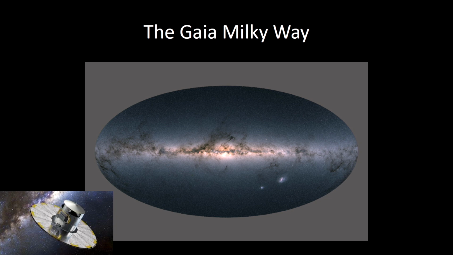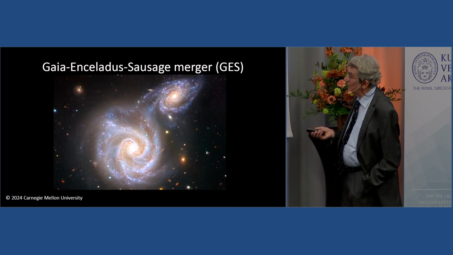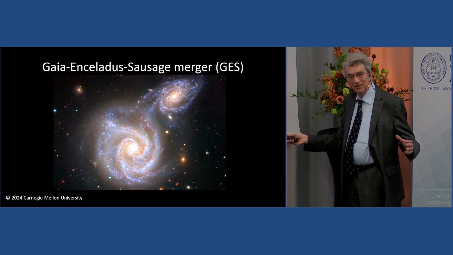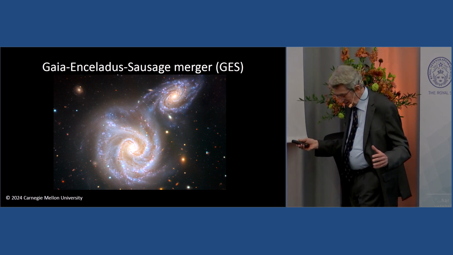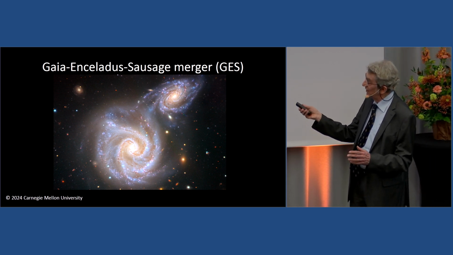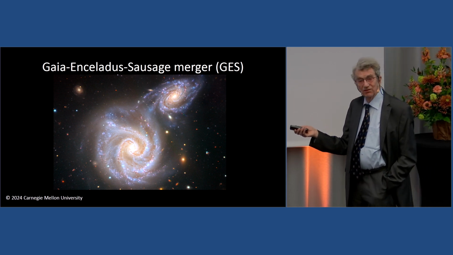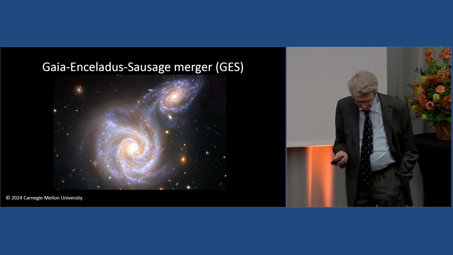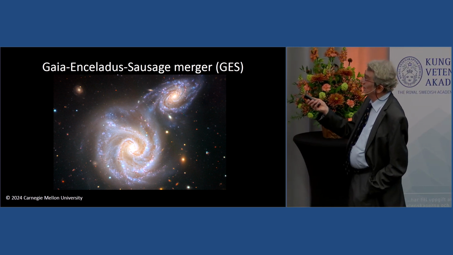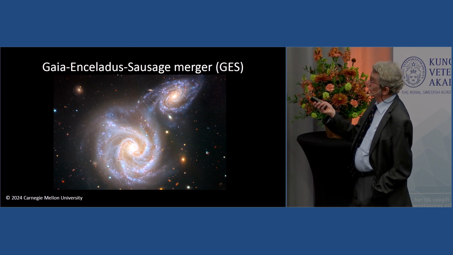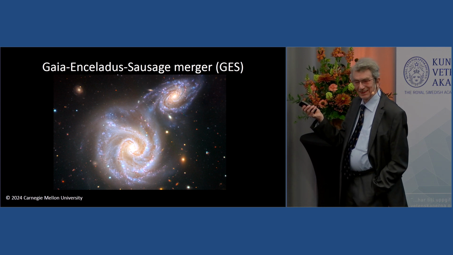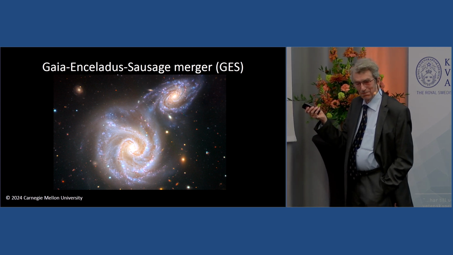And based on these data, we have the idea that the Milky Way was not created like that from the beginning. The Milky Way was created by smaller galaxies colliding and building up this huge galaxy that we see now. So this is obviously an artist's impression of one of these collisions. For some reason that I don't remember, it's called the Gaia-Enceladus sausage merger. It's probably the biggest merger.